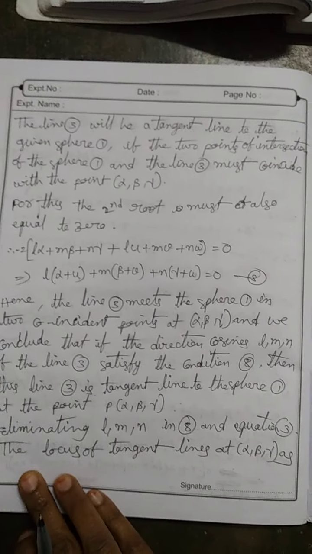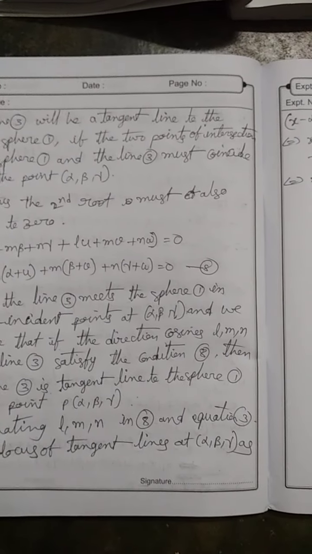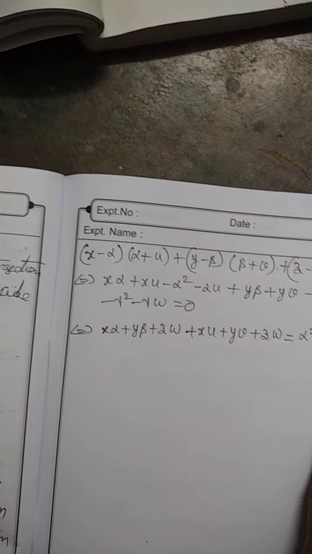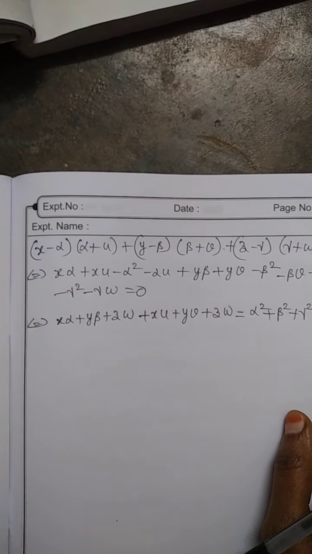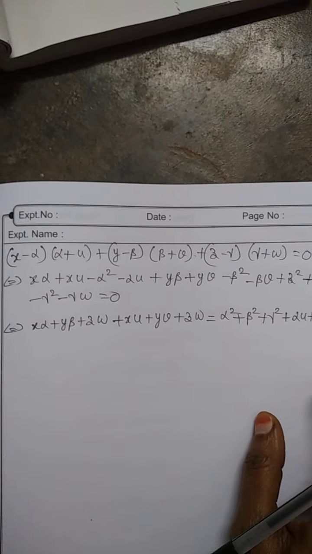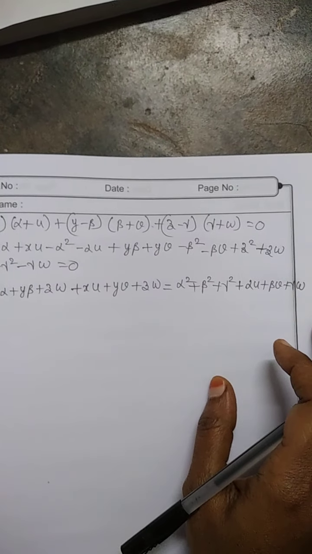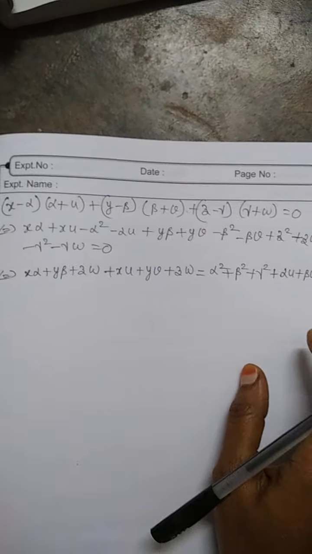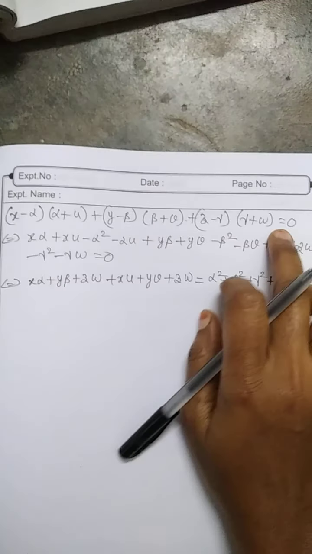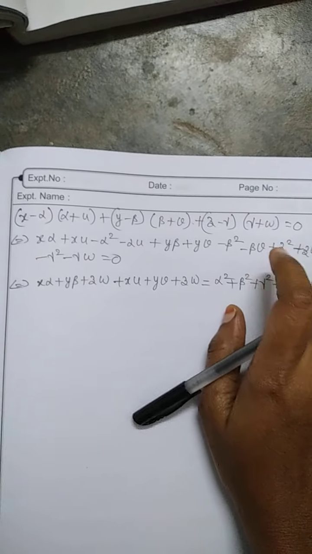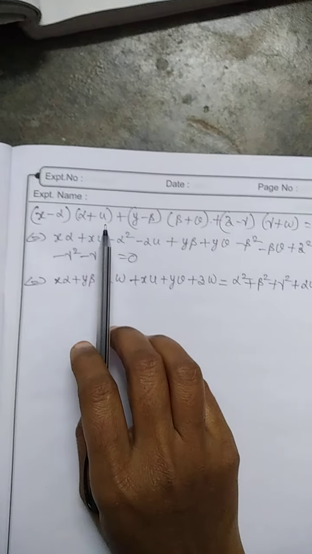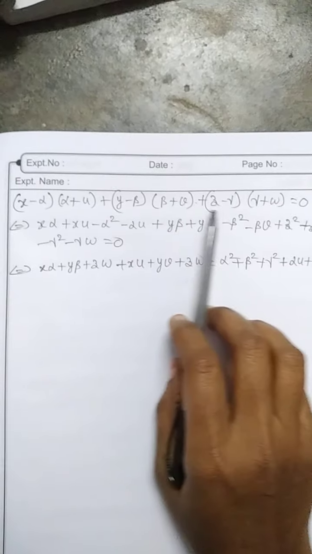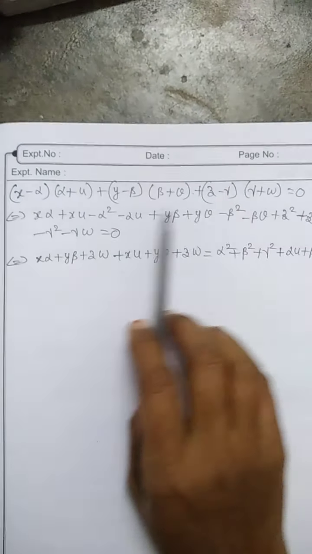using equation 3, the locus of the tangent lines at the point is (x minus alpha by r) into (alpha plus u) plus (y minus beta by r) into (beta plus v) plus (z minus gamma by r) into (gamma plus w) equal to 0. If you take r to the right side, that will be 0 into r, that means 0. So (x minus alpha) into (alpha plus u) plus (y minus beta) into (beta plus v) plus (z minus gamma) into (gamma plus w) equal to 0.